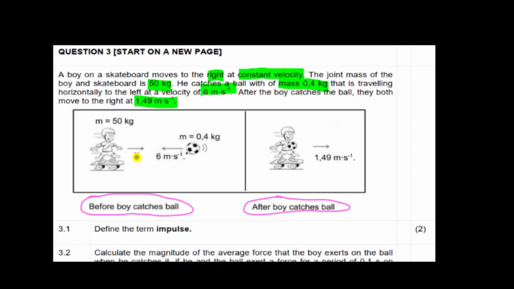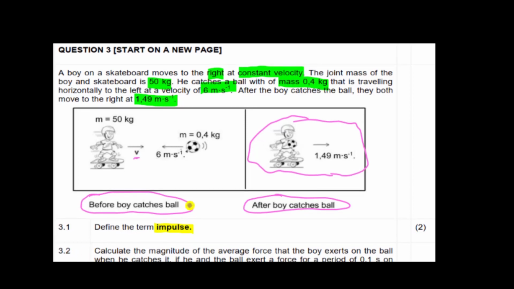Alright, the boy is moving to the right with a particular velocity, we are not told. Alright, and he collides with the ball which is moving in the opposite direction. Okay, and after the collision occurred, both the ball and the boy move together as a single unit to the right at a velocity of 1.549 meters per second. Right, okay, cool. The first question says define the term impulse. And I hope you still remember how to define the term impulse. It is the product of the net force and the time for which the net force acts on the object.